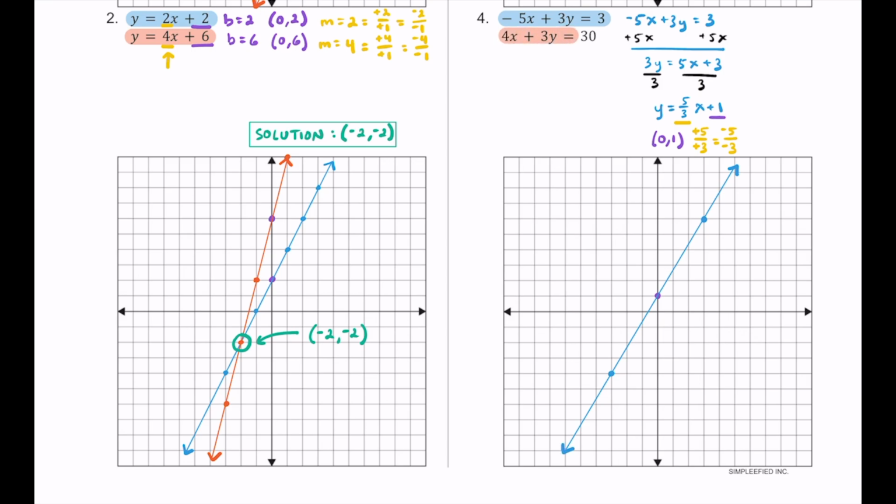Now for the second equation of 4x plus 3y is equal to 30. Again, this one's in standard form. Let's go ahead and rewrite this. So we have 4x plus 3y is equal to 30. We would like y to be isolated by itself.